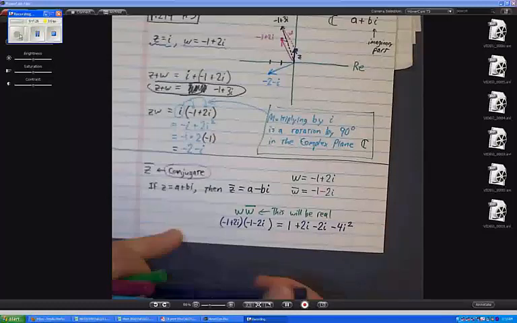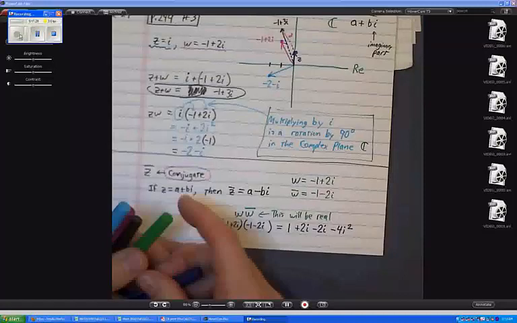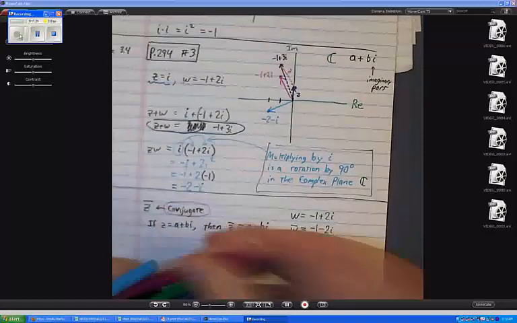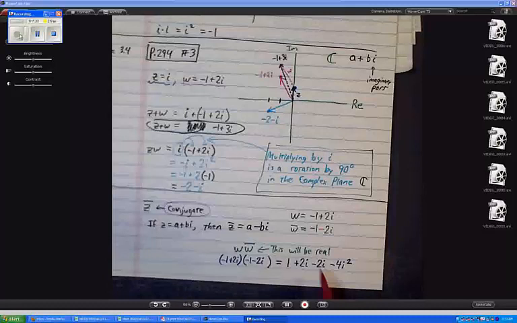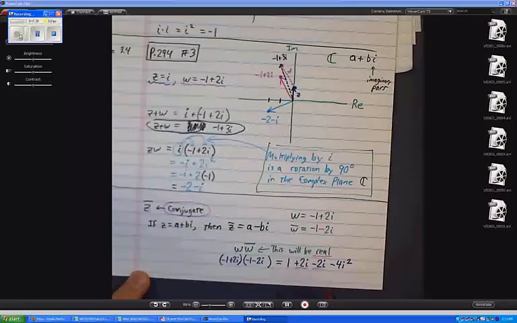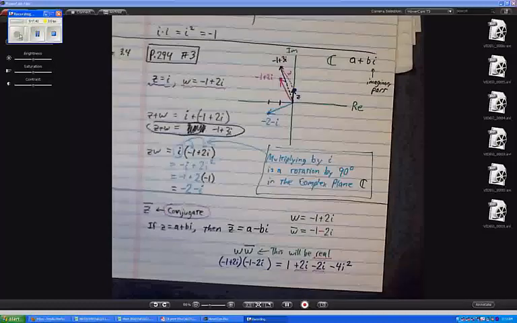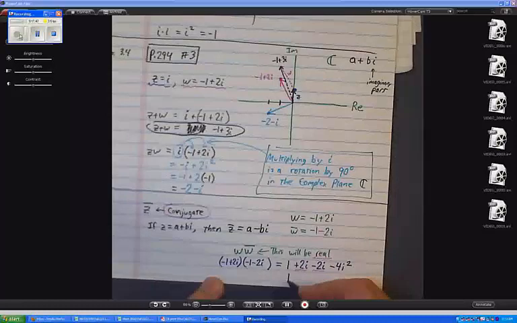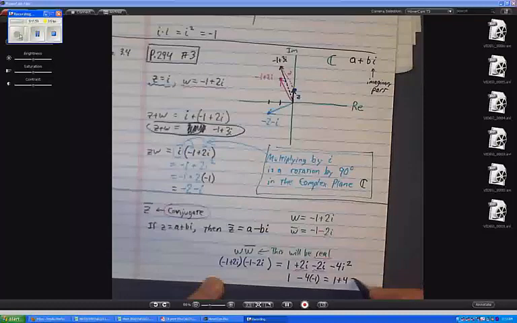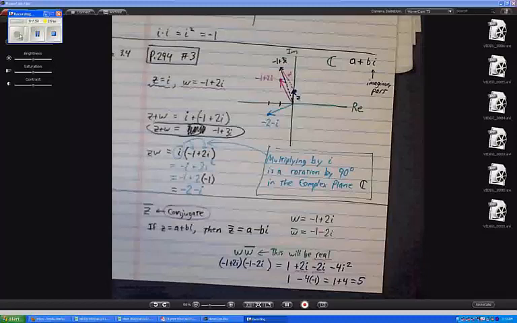So let's see what happens here. I said it will be real, and that's because the 2i and the minus 2i are going to disappear. And then what else is going to happen? I squared is -1, so we're going to get 1 minus 4 times -1. That's 1 plus 4, which is 5. Okay? That's 5.